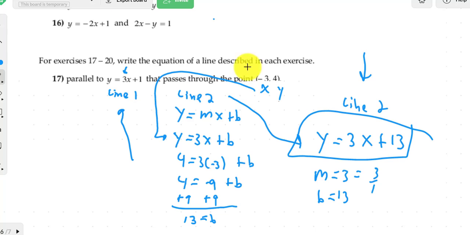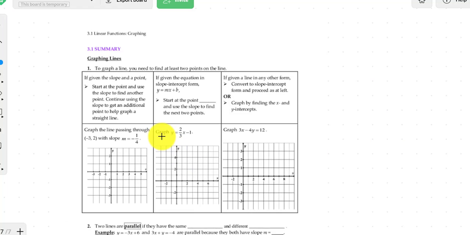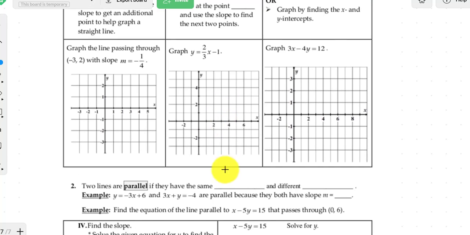Okay, so I think that should do it for this video. On the next page, there's a summary. I think you should definitely go through this summary. The answers are on the back of the book. This is a great way to practice.